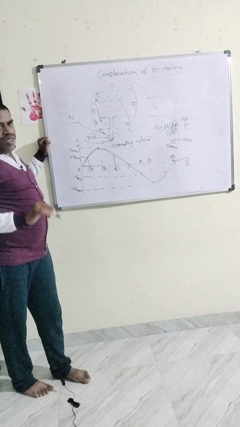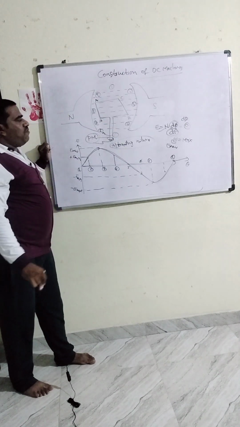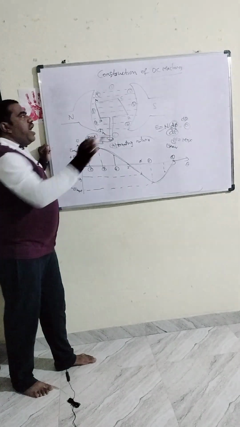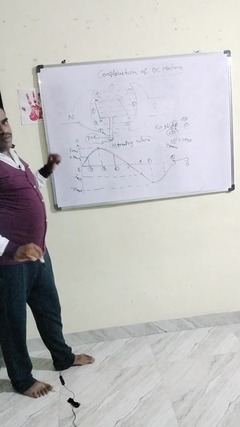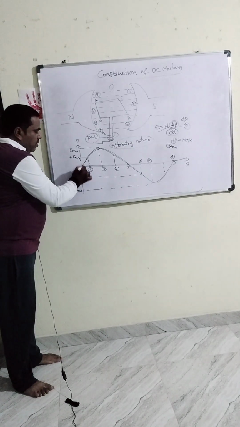I think you understood. Just remember these points: 1, 2, 3, 4, 5, 6, 7, 8. If you take 8, no problem. At position number 1, the coil is parallel to the plane and no flux lines are cut by the conductor, so the EMF is 0 directly.